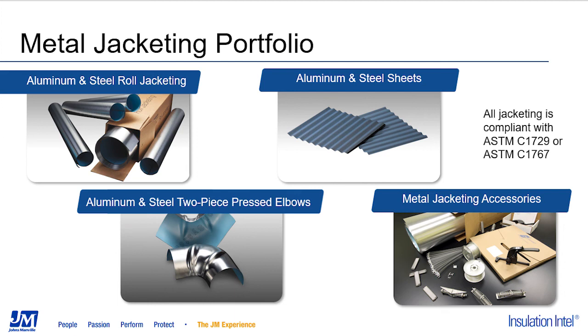The specific categories of metal jacketing products that I'll discuss today are our roll jacketing, sheet jacketing, and our two-piece pressed elbows. We also have a line of accessory products including banding, seals to secure the banding, screws and springs, but we're not going to get into the details of these today. We won't discuss the accessories. So if you have detailed questions of these, contact JM.